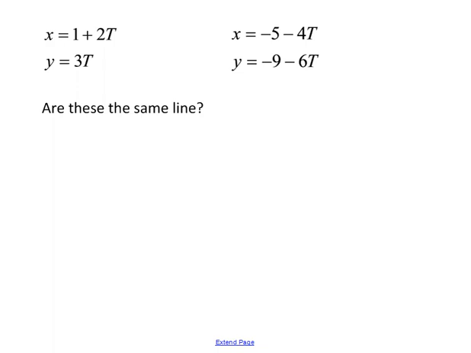And that is a question to think about. I have two parametric equations. Are these the same line? Well, we know lines are the same if they have the same point, or the same points, and they have the same slope. So let's start with the slope.